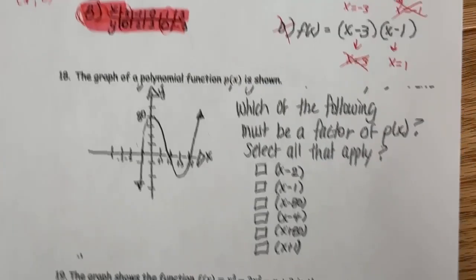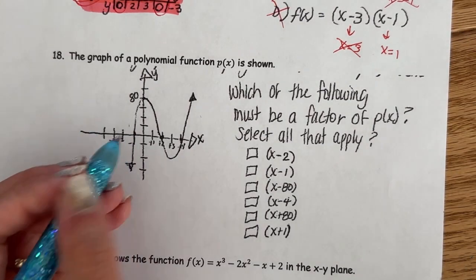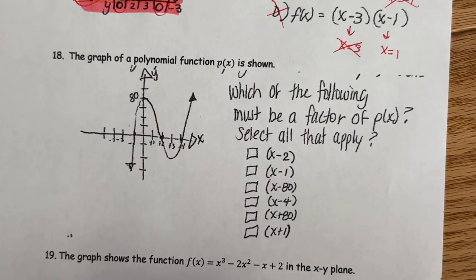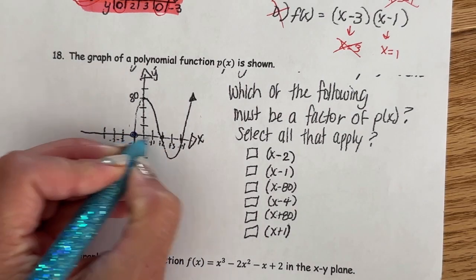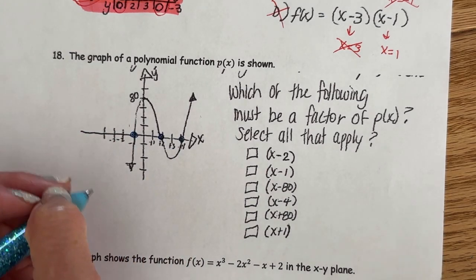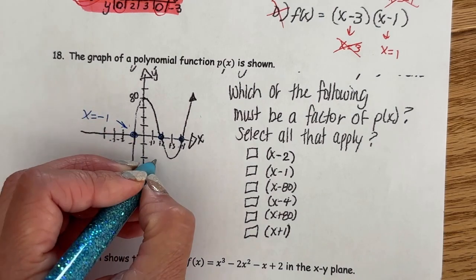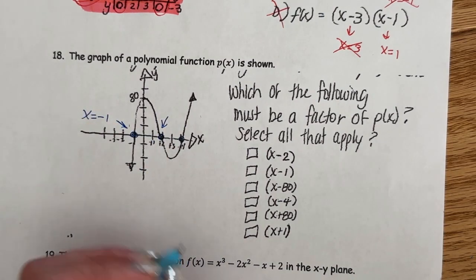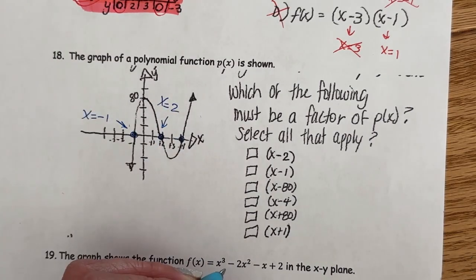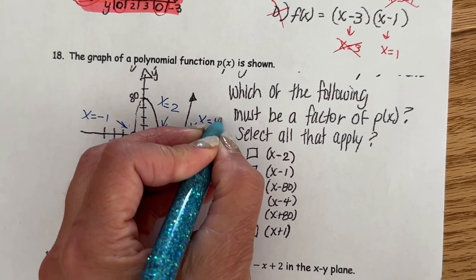Number 18, almost done. Since the graph of a polynomial function p of x is shown, which of the following must be a factor of p of x? Select all that apply. Well, the number of factors is the same as the number of zeros. We have 1, 2, 3 zeros, so that means that I should be selecting 3 factors. So that first 0 is x equals -1. This one right here is at x equals +2. And this one right here, 1, 2, 3, 4, is x equals +4.